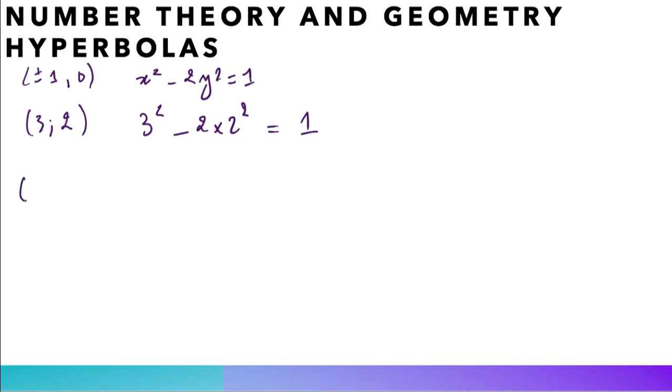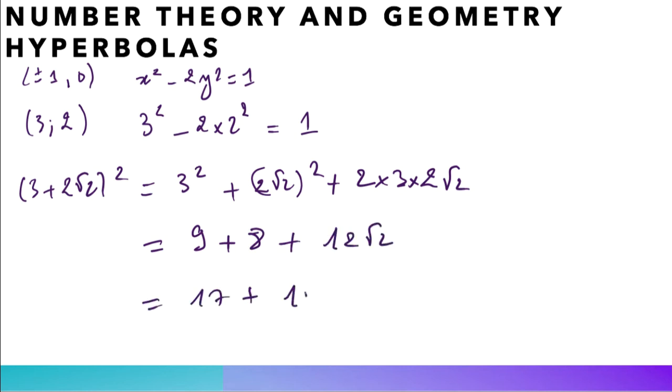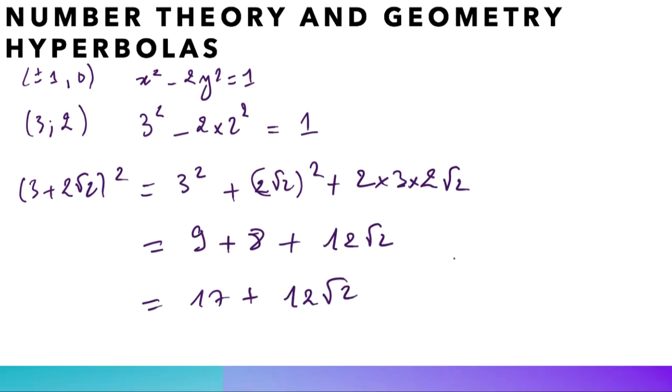Indeed, if you square the number 3 plus 2 square root of 2, one gets 3 squared plus (2 square root of 2) all squared plus 2 times 3 times 2 square root of 2. And after straight calculations, we get 9 plus 8 plus 12 square root of 2, which gives us 17 plus 12 square root of 2. Surprise! As we have seen before, 17, 12 is actually a solution to our equation.